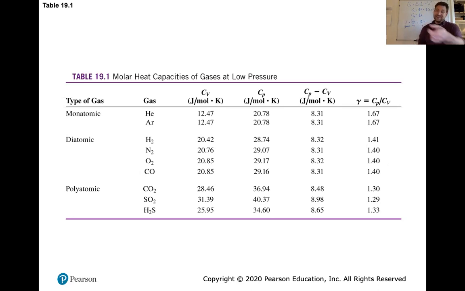Although gamma turns out to be really close to 1.3 for the polyatomic, even though their heat capacities are all over the place. That's really interesting. Let's try to explain that. Explaining that means that I need to go get a different set of slides. So I'll stop the segment here and we'll pick up in a second.